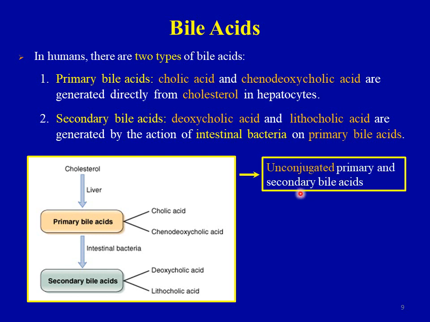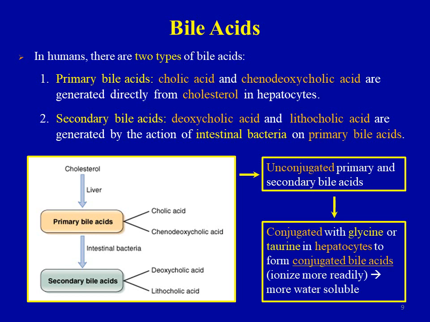Unconjugated primary and secondary bile acids can be converted to conjugated bile acids when they are conjugated with the amino acid glycine or taurine in hepatocytes. The conjugated bile acids are more prone to ionization, so they ionize more easily, and so they are more water soluble.